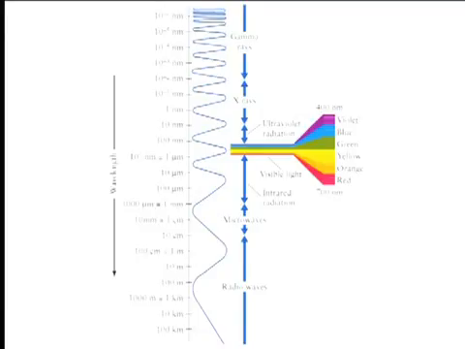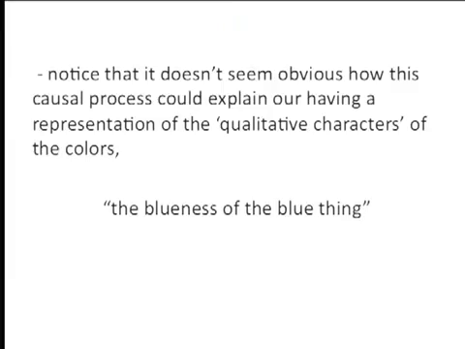Right, I see. So it's not quite obvious how this is going to explain how you could have a representation of the qualitative character of a colour, if you see what I mean. I mean, the blueness of a blue thing, what the intrinsic blueness comes to, because that structure of the wavelengths out there, that's something complex. It doesn't seem to have that simplicity and unity that the qualitative colours have.